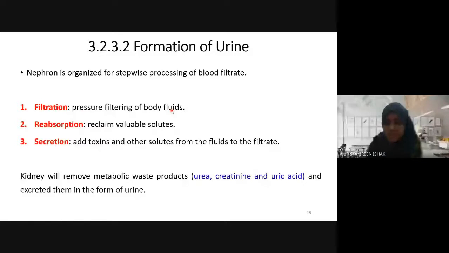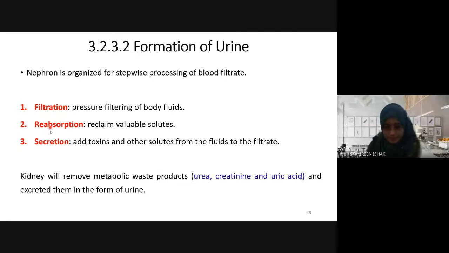Other nutrients such as glucose, vitamins, and amino acids. So those valuable substances, and also water, have to be reabsorbed. So reabsorption reclaims valuable solutes, water, amino acids, vitamins, and glucose. Okay, they have to be reabsorbed, and also sodium ions. So this is reabsorption. Reabsorption from the filtrate into the interstitial fluid, then back into the blood flow.